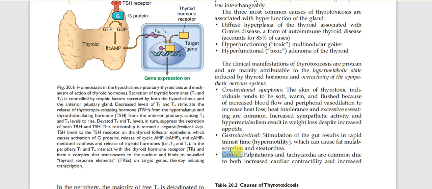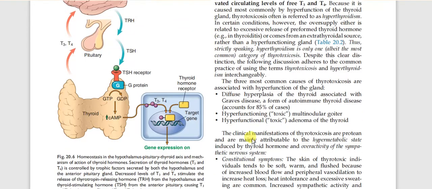So most commonly we mention cardiac effects. It leads to palpitations, tachycardia, and increased blood pressure. Blood pressure will be increased along with tachycardia, and if you see a patient with tachycardia and increased blood pressure, you can suspect this thyroid gland pathology too.